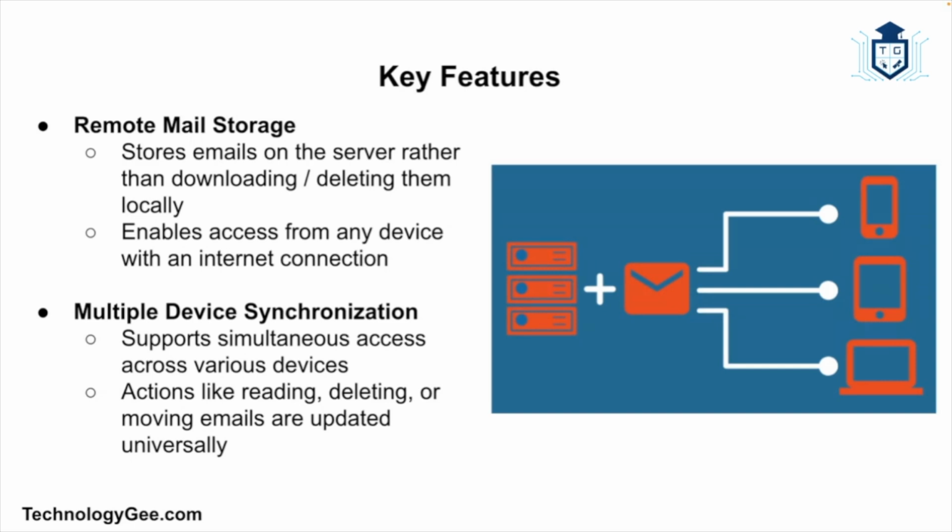Then there's multiple device synchronization. So IMAP supports access from multiple devices simultaneously, synchronizing changes across all connected devices. This means that actions like reading, deleting, or moving emails are reflected universally.